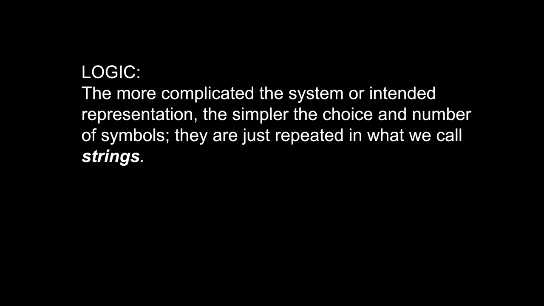The more complicated the system or the intended representation, here's how the logic goes. The simpler should be your choice and number of symbols, so that they are just repeated in what we will call strings. That modular system will contain only, I hope you guessed right, two symbols. It's a binary or Boolean system, which involves only 0 and 1. Therefore, for very complicated encoding or cryptography, don't be surprised, all you'll need are the two symbols 0 or 1, or the mod 2 system.